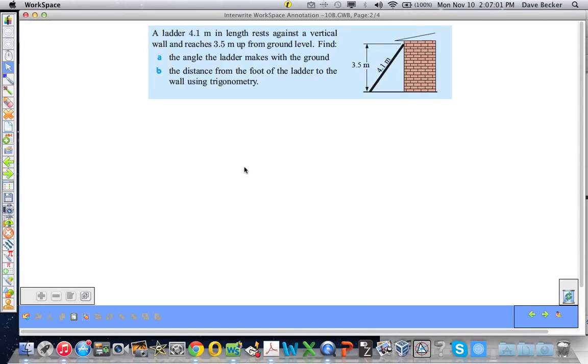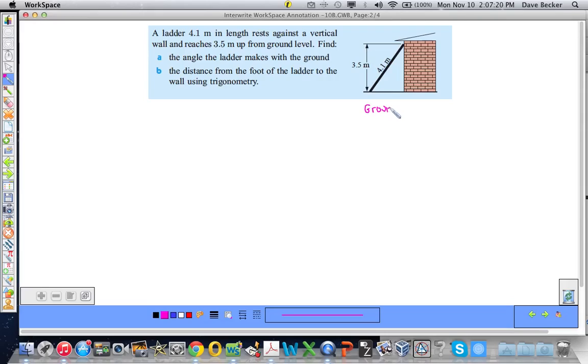Let's start with a ladder leaning against a wall. The ladder is of length 4.1 meters. And there's the ladder right there. And then the top of the ladder is 3.5 meters from the ground. So I have the ground down here.